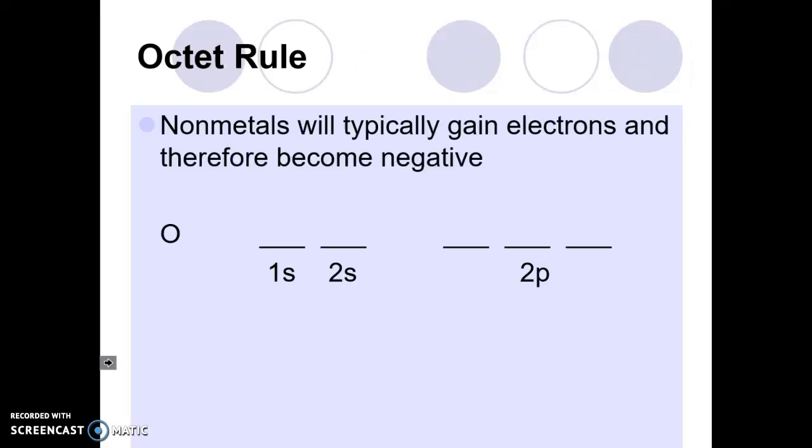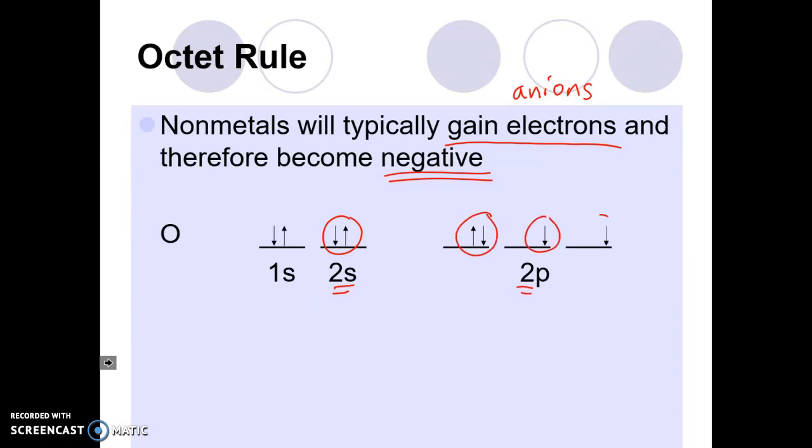Okay. Now we're going to look at what happens with a nonmetal. Nonmetals typically gain electrons, and that's where we get the term anions. Anions are negatively charged. So here, if we look at the highest energy level for oxygen, we have 2 there, and then 1, 2, 3, 4. So 4 plus 2, right now, oxygen has 6 valence electrons. Doesn't that make sense? I mean, it's in group 6A.